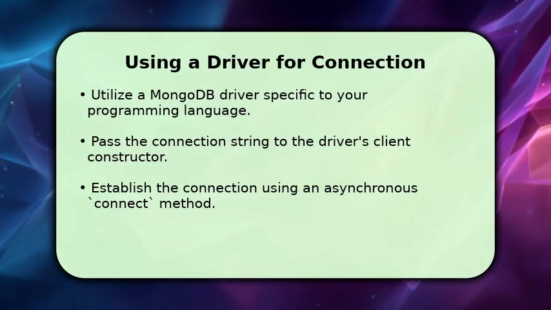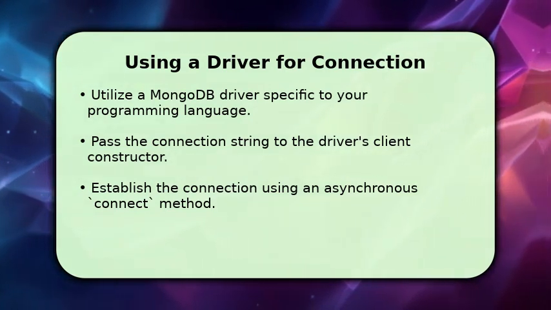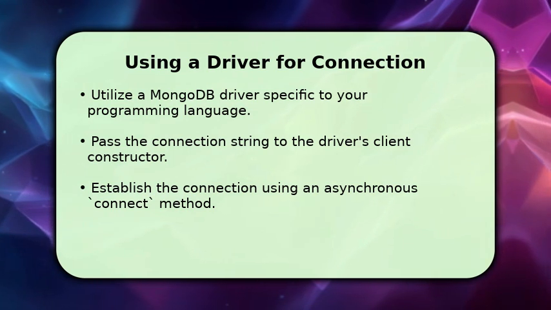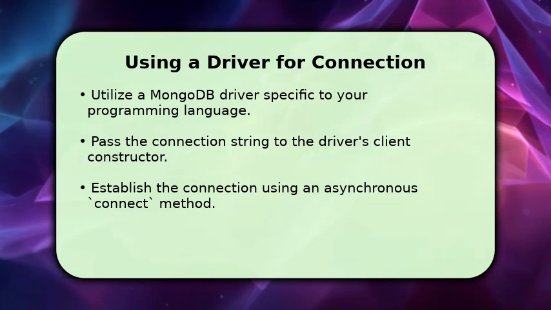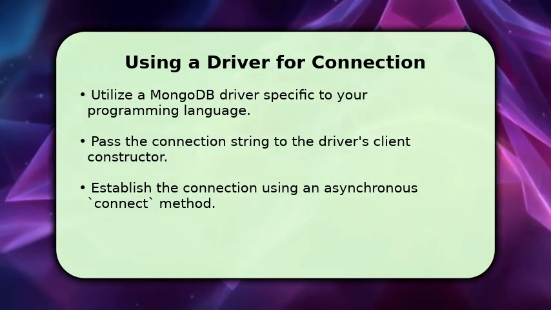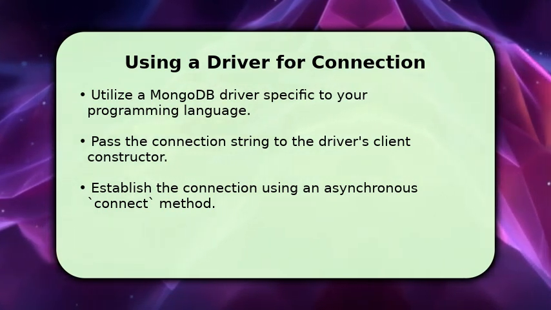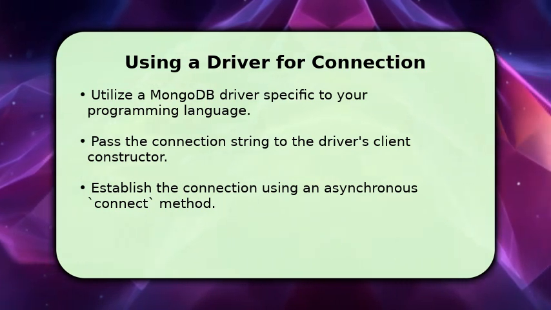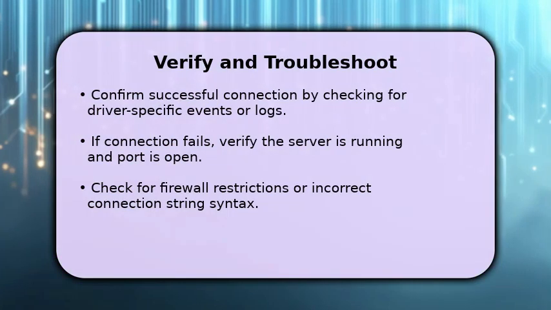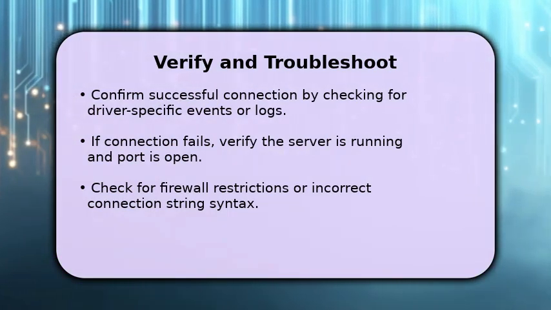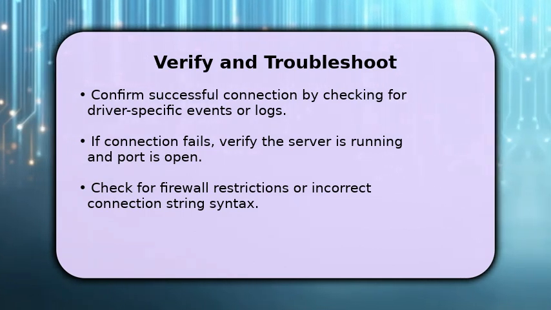To programmatically connect, you'll use a MongoDB driver for your chosen language, such as Node.js, Python, or Java. Instantiate a new client object from the driver, providing your connection string as an argument. Then, call the client's connect method, which is often asynchronous, to establish the actual link. This method returns a client instance that you can then use to interact with your databases and collections, performing various operations. After attempting to connect, always verify its success. Most drivers emit a connected event or provide a callback indicating a successful link.